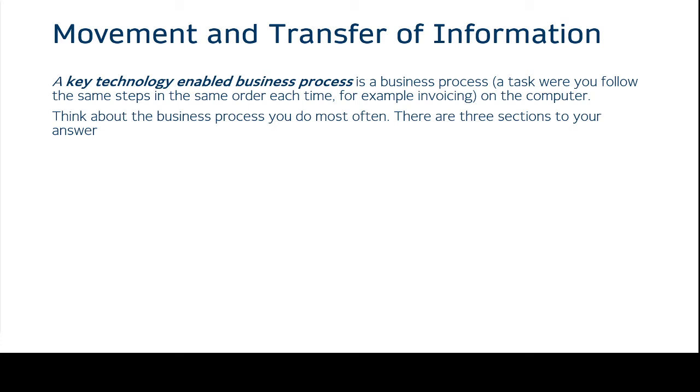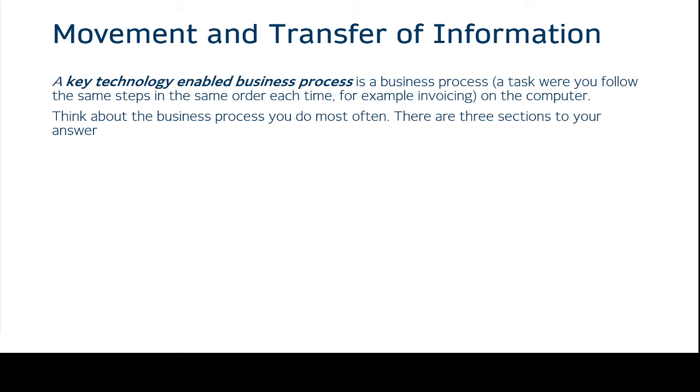So a key technology enabled business process. So it's a business process. So that is a task where you follow the same steps in the same order each time. So for example, invoicing on the computer. Think about the business process that you do often. There's 3 sections to your answer. Just before I go on to that, I'm going to finish explaining that first point there.